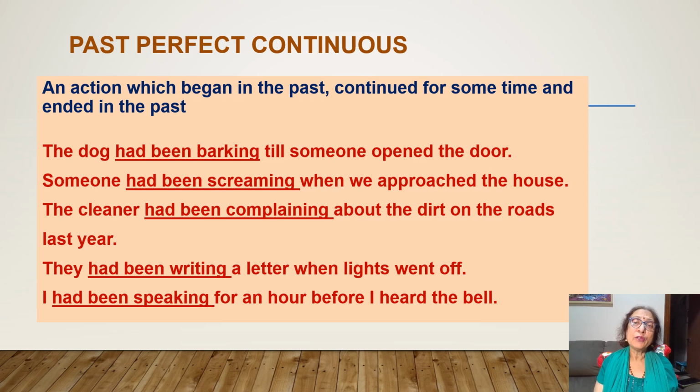In this way, we use the past perfect continuous form to indicate action which is continuous for the first time. Look at the last word, continuous in the past, completed in the past. Perfect means completed, ended in the past. This is how we understand and we start using the form.